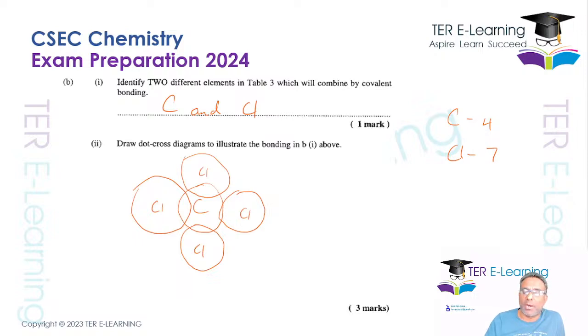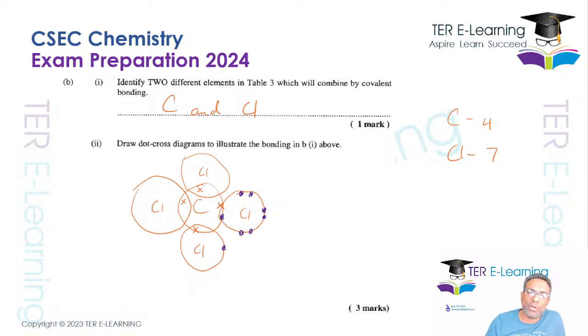So remember, when you are drawing a dot and cross diagram, always draw only the valence shell. So carbon has 4 electrons in its outer shell. So that's 1, 2, 3, 4. So I've drawn 4 electrons for carbon there. And in the case of the chlorine, let's use a different color here. You have 7. So let's start: 1, 2, 3, 4, 5, 6. And the 7th one will form the covalent bond here.